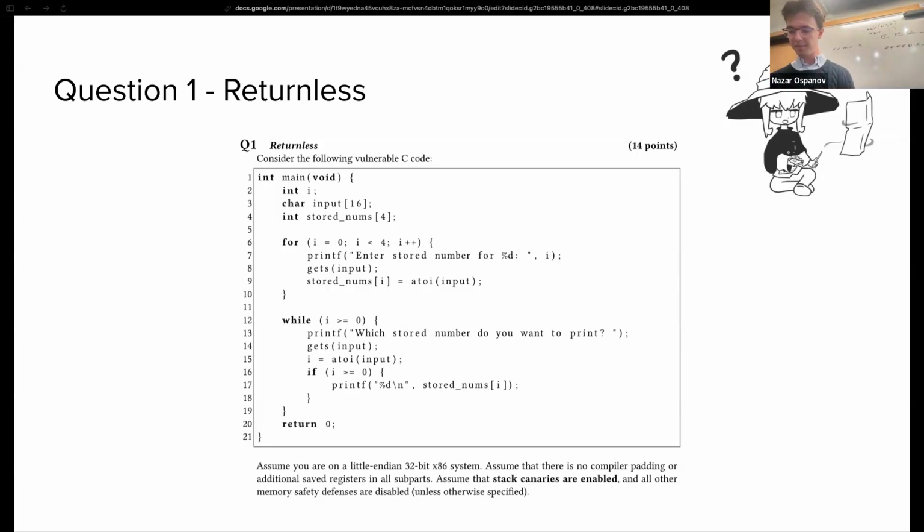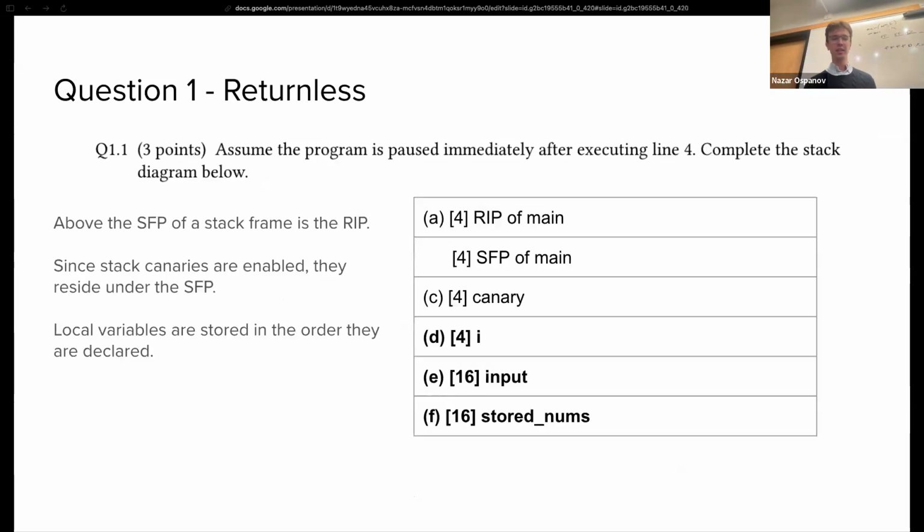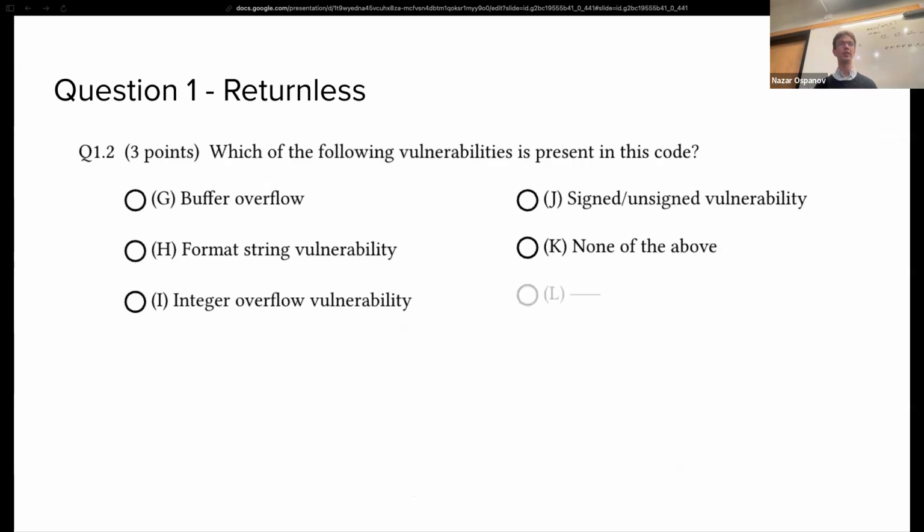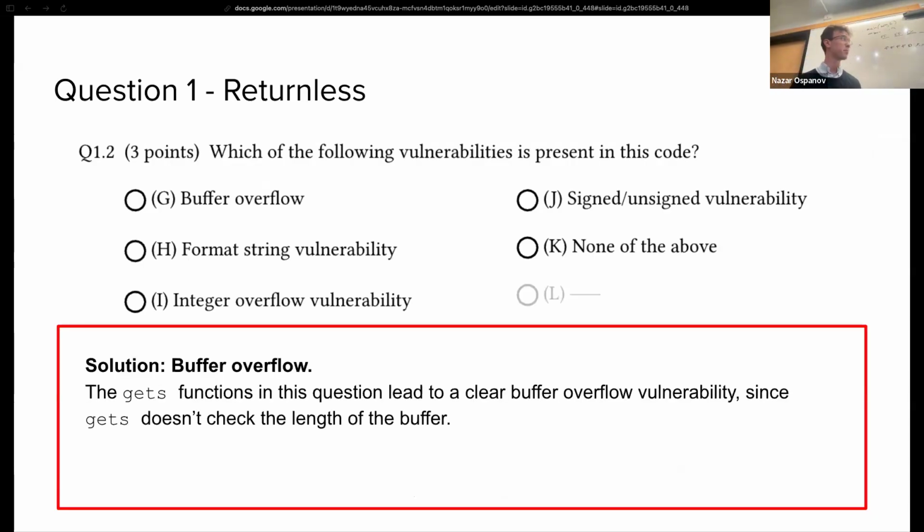All right, so time's up. Does anybody want to tell me what type of vulnerability is present in this code? Yes, that's perfect. Buffer overflow. Why? Whenever there's a gets function, there's always some sort of buffer overflow involved. So if you see a gets function, it's pretty safe to assume most of the time that it would be a buffer overflow attack.